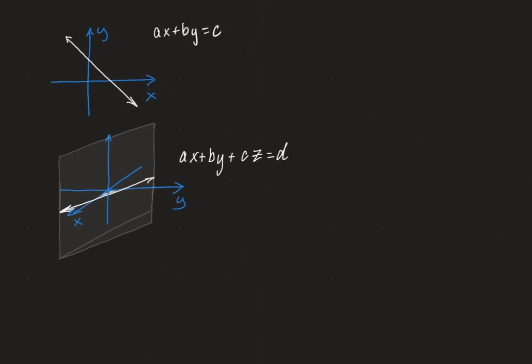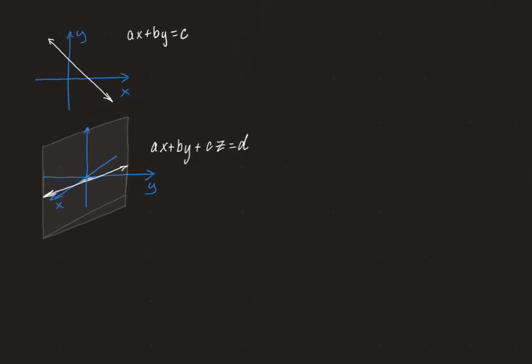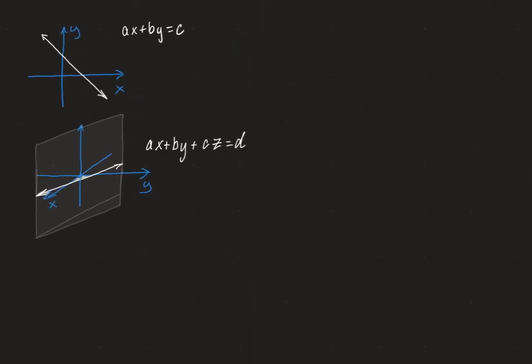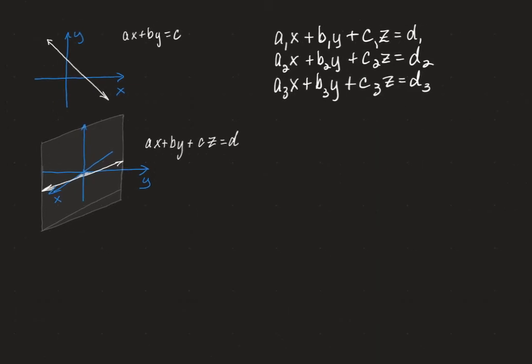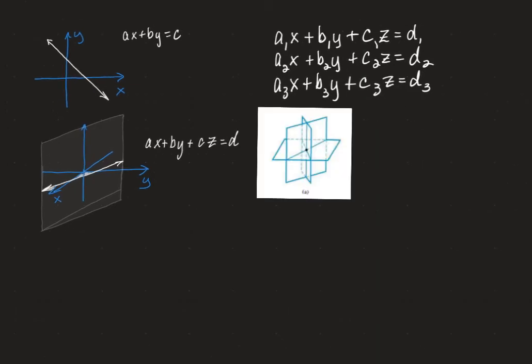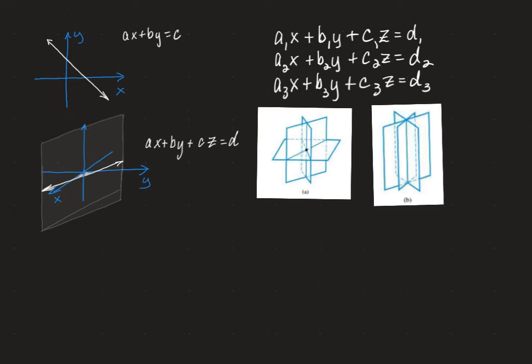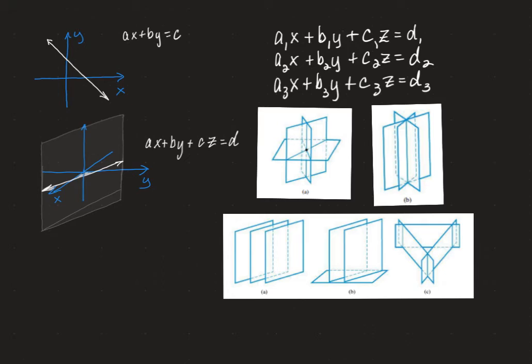So if we have 3 equations in 3 unknowns, let's say x, y, and z, and we graph all of those planes on one set of coordinate axes, then we have this, or maybe this, or possibly one of these 3. How do we interpret this? Diagram A there by itself, you see the one point that is the solution of 3 linear equations in 3 unknowns.